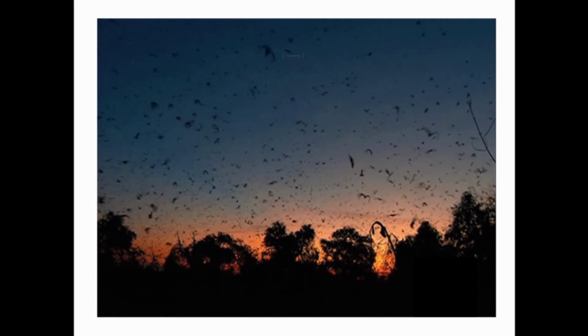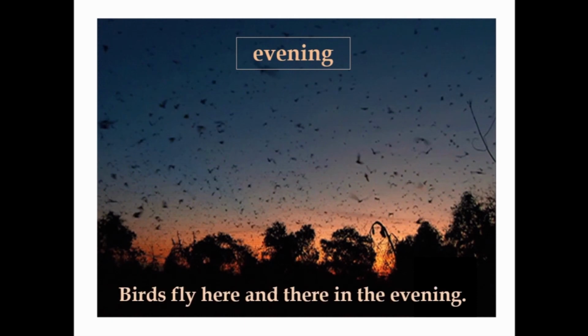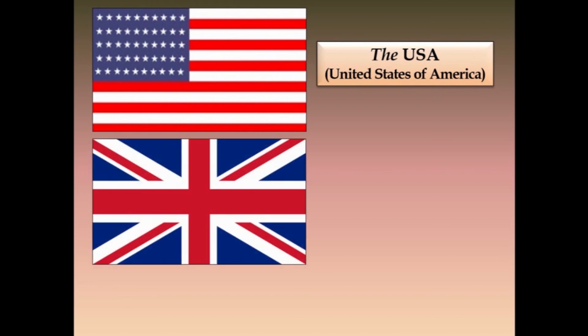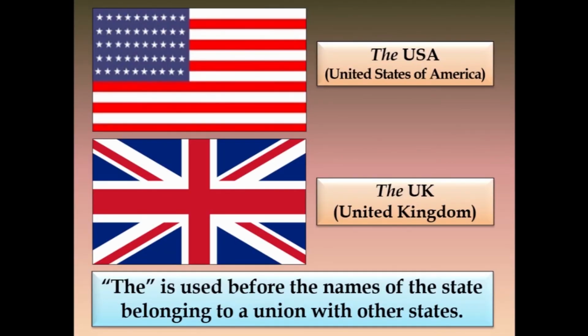And it is the picture of evening. So birds fly here and there in the evening. The USA, that means United States of America. And the UK, United Kingdom. The is used before the names of the state belonging to a union with other states.